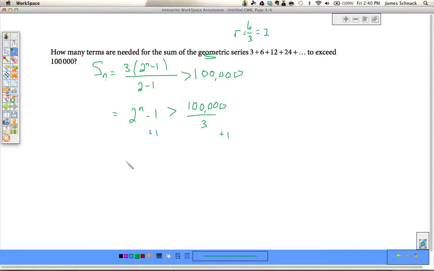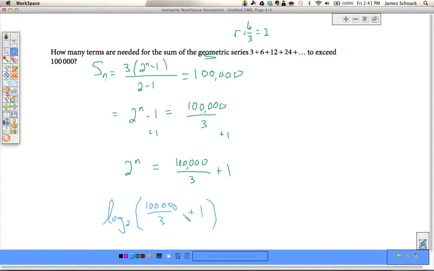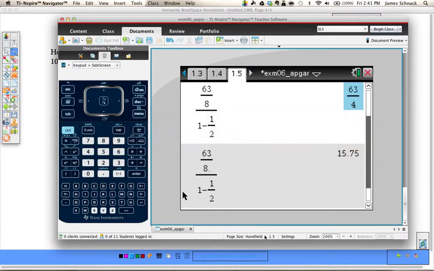I'm adding 1 to get 2 to the n. And just to simplify things, I'm going to change this to equals. I'm going to find out how many terms it takes to equal 100,000. So 2 to the n is 100,000 over 3 plus 1. Now remember, guys, how do we solve for something that's in the exponent? We use a logarithm. Log base 2 of 100,000 over 3 plus 1. I keep writing 100,000 over 3 because I know that 100,000 doesn't divide by 3 nicely. So this equals n. Let's go to our calculator and see what that gives us.